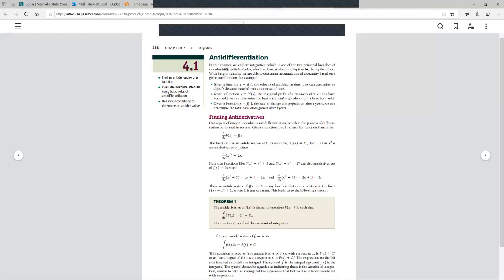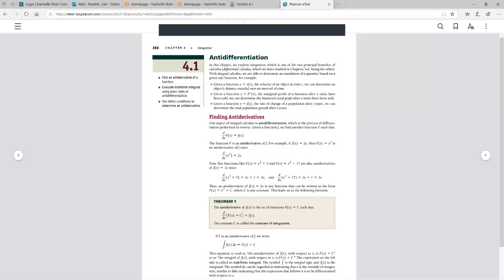4.1 is our introduction to anti-differentiation, and we have spent pretty much the entire semester up to this point evaluating derivatives, and we interpreted derivatives in various ways. For example, we said that the derivative at a point A could be the slope of the tangent line to the curve at that given point.